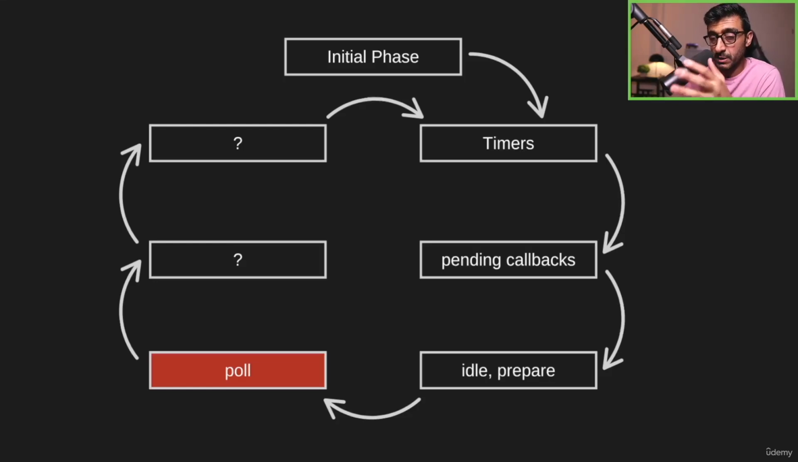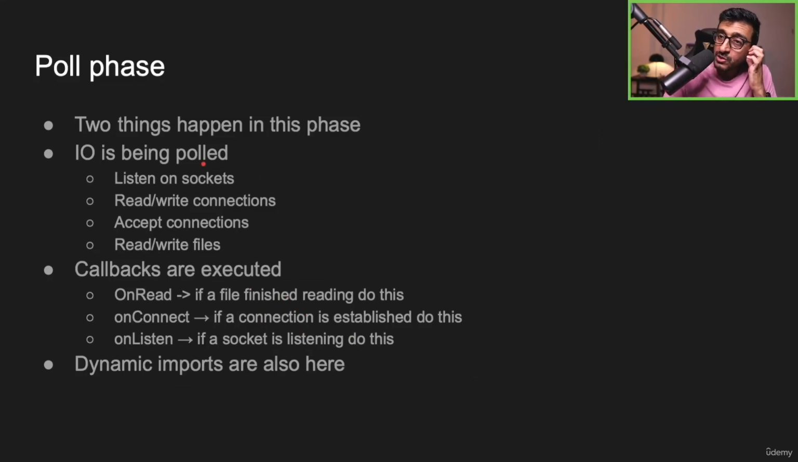Now we've seen that some setup is happening, preparing for what? For this puppy, the most important phase, the poll phase. Let's jump into it. So two things happen in this poll phase. The first thing, our I/O is being polled. And polling, if you don't know, is almost like querying to find out if there is something or not. You poll for something and you wait. Essentially, that's the gist of it.